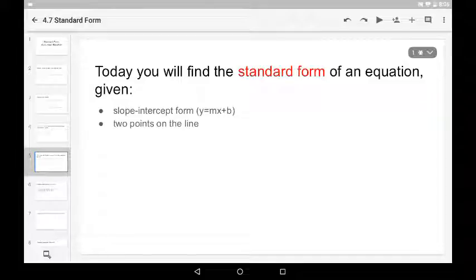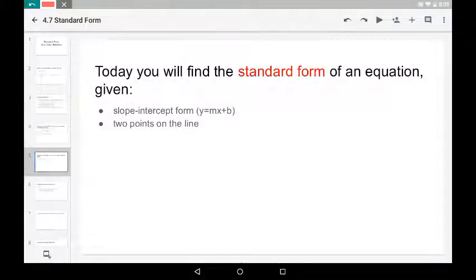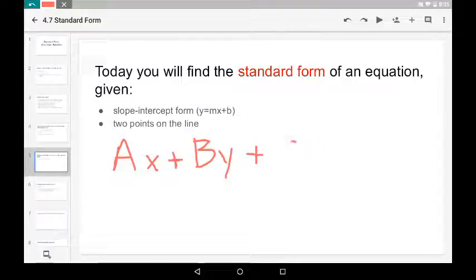Today, you're going to find the standard form of an equation given either the slope-intercept form, y equals mx plus b, or given 2 points on that line, which basically ties back into the first one. So, just a quick refresh. Standard form of an equation: ax plus by plus c equals 0. This is the standard form of a linear equation.